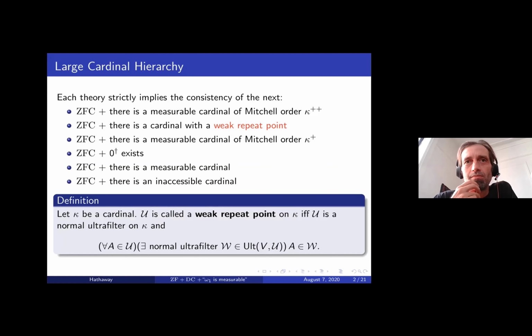I have no idea. I would think it would be Mitchell order some ordinal which is highly non-canonical, which you can't describe. But maybe it's kappa plus times 2. I don't know. I would suspect not, but I don't know. Okay, thank you.